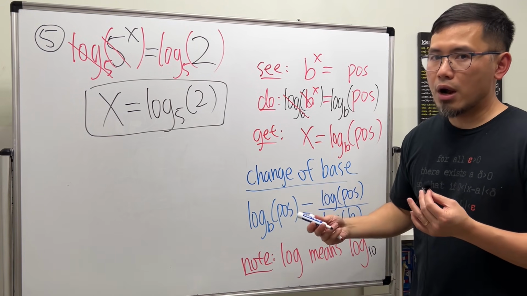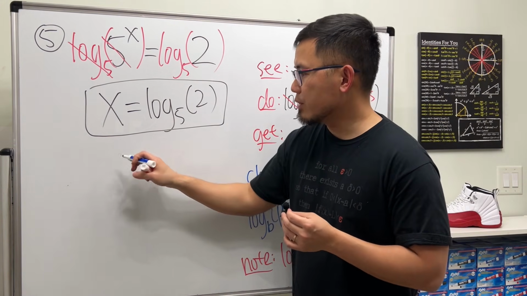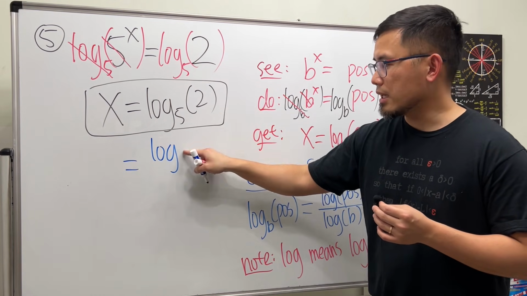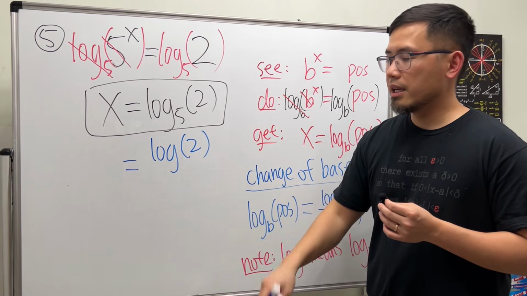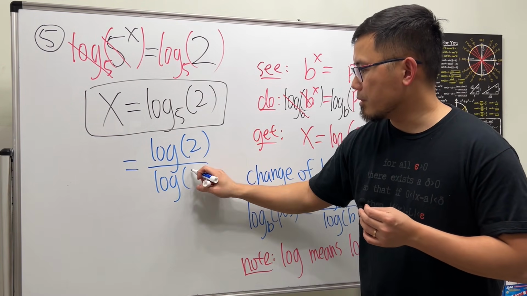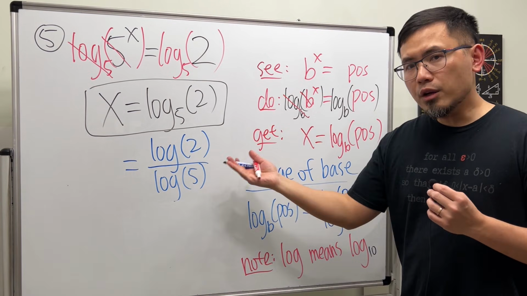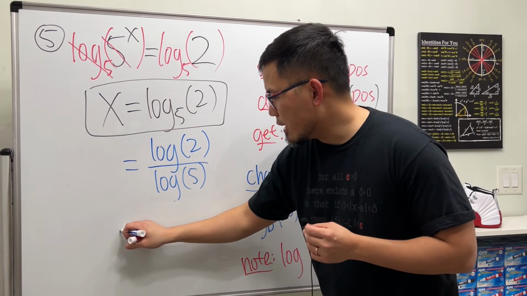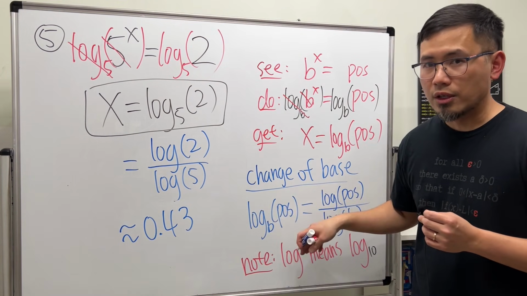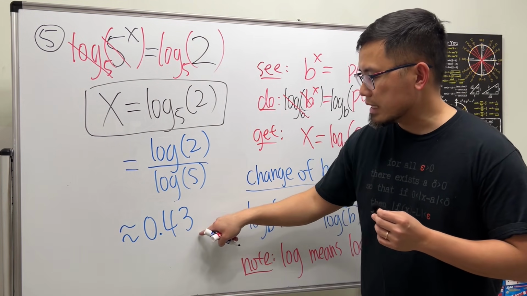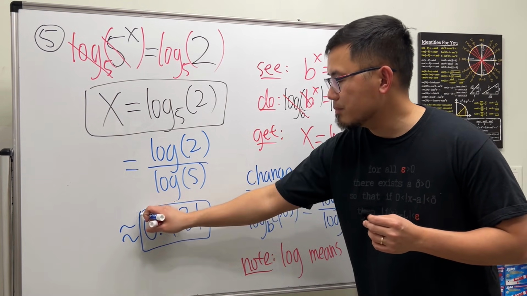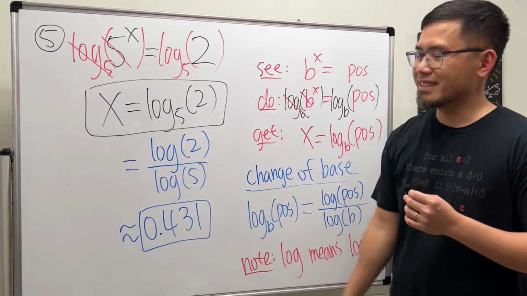Or if you want to get an approximation, then you will have to get log of this number inside first on the top, and then divided by log of that base number 5 right here. And now if you enter this on your calculator, you will get approximately 0.4306 and so on. But if you round to the third decimal place, it will be 0.431. So this will be the approximated answer for that.